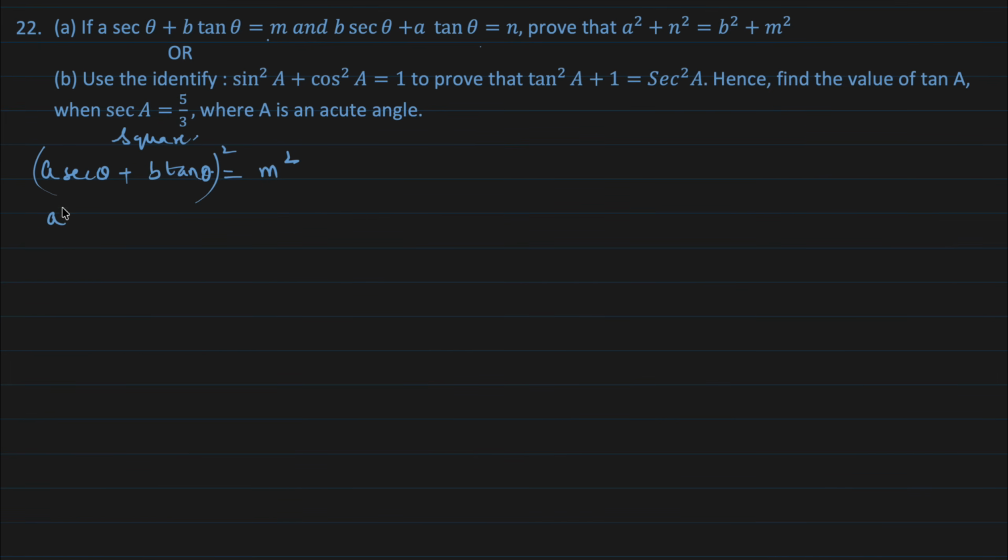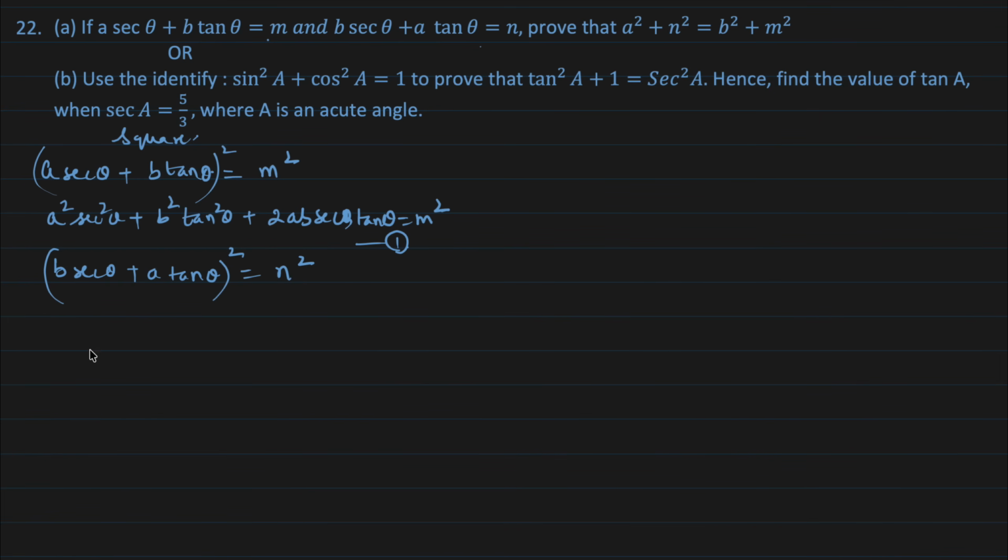Identity a plus b whole square. So a square secant square theta plus b square tan square theta plus 2ab secant theta tan theta is m square, right? This is my equation number 1. Same way, I have this b secant theta plus a tan theta. I'll square this also, it is n square, right? So b square secant square theta plus a square tan square theta plus 2ab secant theta tan theta is n square, right? Now I got this.